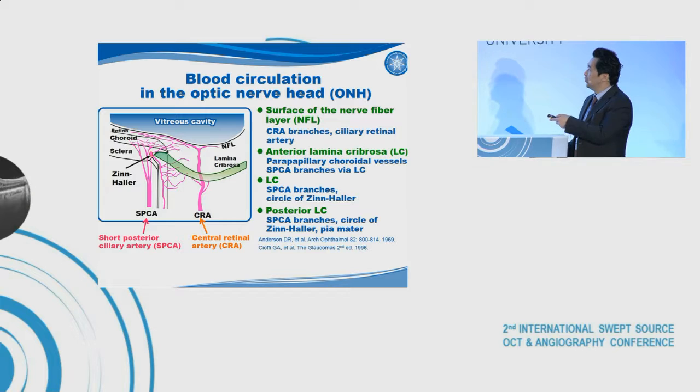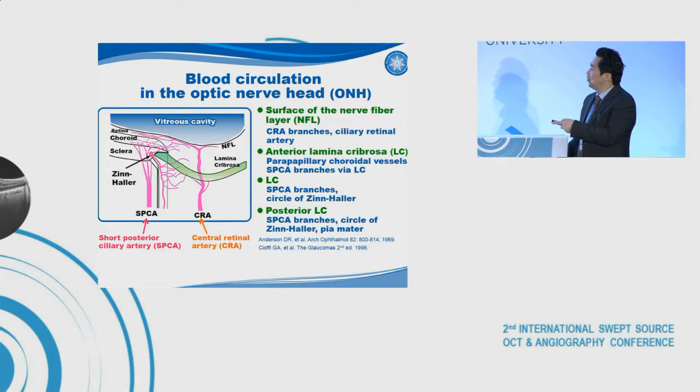So this figure shows the anatomy of ocular blood flow in the optic nerve head. There are two major sources. One source is the SPCA, short posterior ciliary artery, and the other source is the central retinal artery, CRA. The surface of the nerve fiber layer is supported by a branch of the CRA.